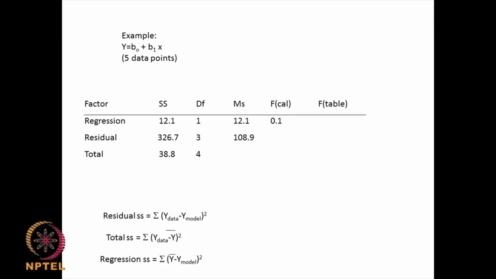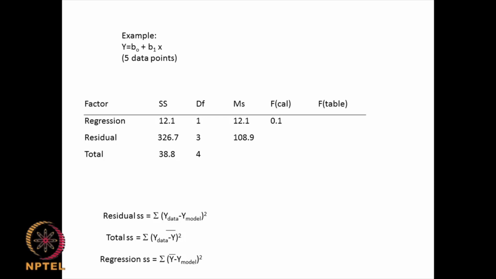Suppose you are fitting y equal to b naught plus b1 x. There is a residual, that is your sum of squares of the error. Suppose I have 5 data points and I have 2 constants. So the regression will have 1 degree of freedom, the total with 5 data points will have 4 degrees of freedom, and the residual will have 3 degrees of freedom. Sorry, 4, 3, 1.